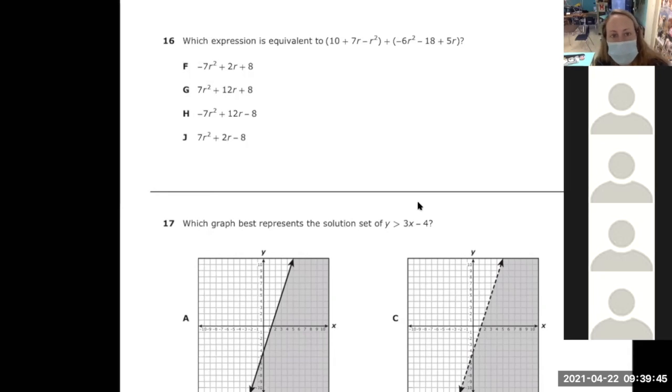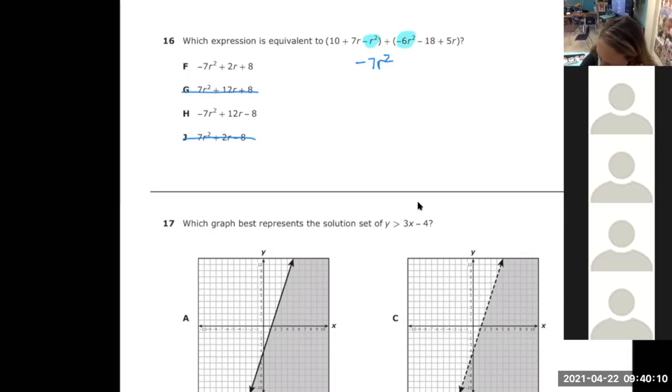Alrighty, let's go over this last one. So we combine the ones that have the same exponents. So we've got a negative r squared and a negative 6r squared, and they're being added. That equals negative 7r squared. So I can cross off G and J. So we're done with G and J.